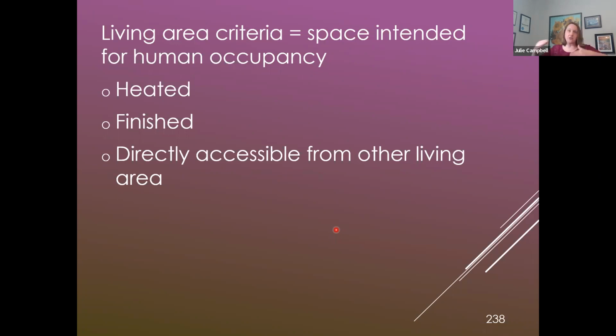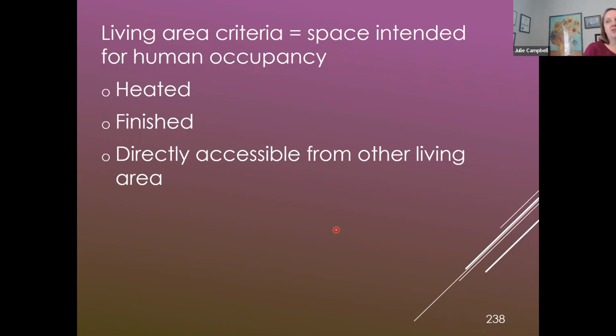Now, what if the stairs are like in the laundry room, still in the house? You don't have to go through the garage. Now it's directly accessible from another heated finished space. Does that make sense? So it's kind of a case by case scenario. Breezeways aren't going to count, for example, any kind of additional room that you have to walk outside to get to. We're always looking for these three things to know when we should count it.